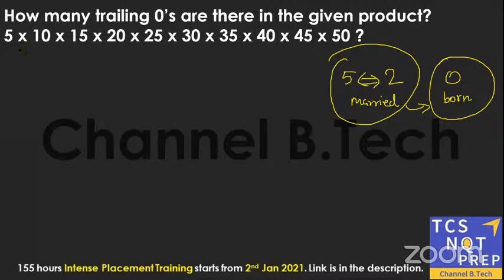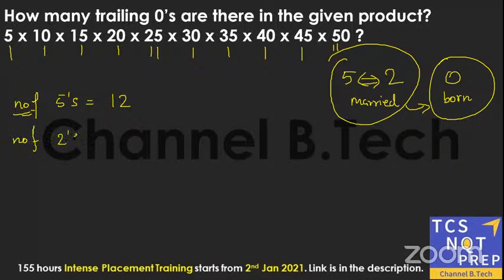Now, how many ever number of 5s are there, we have to find out. How many 5s are there? 1, 2, 3, 4, 5, 6, 7, 8, 9, 10, 11, 12. So in this product, the number of 5s we have is 12, right? We have 12 5s. Let us find out how many 2s are there.